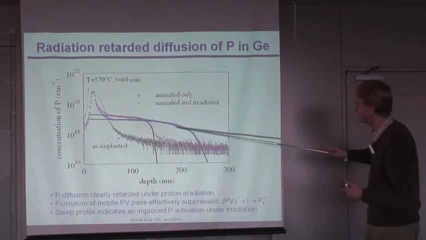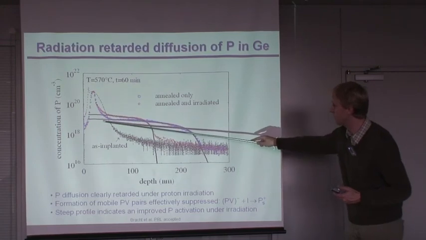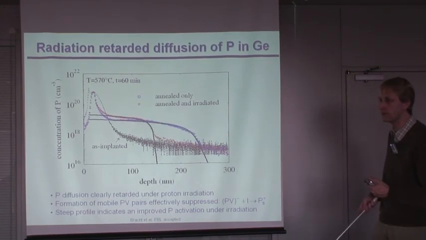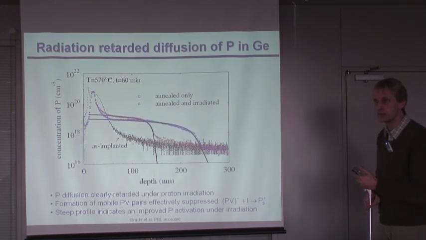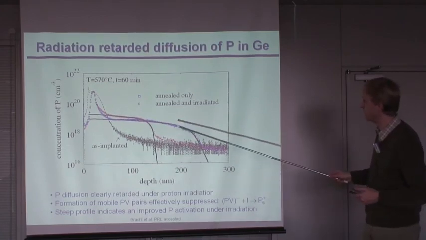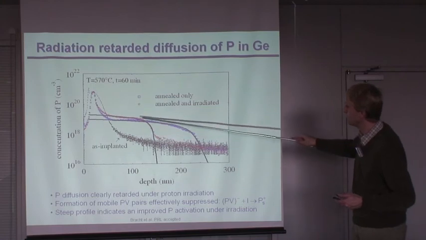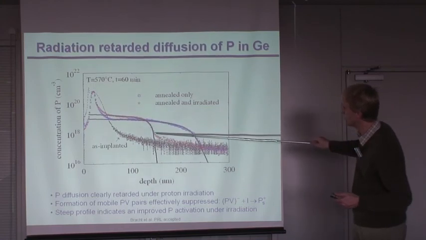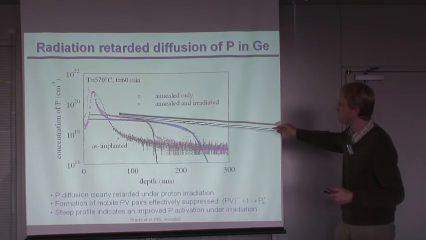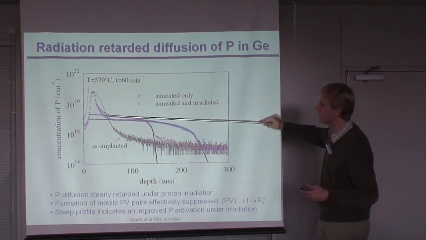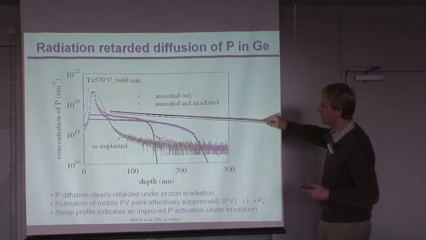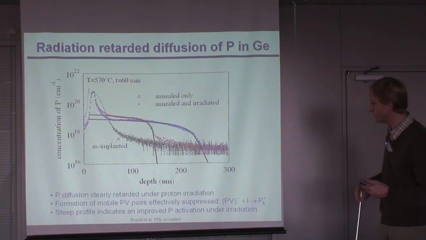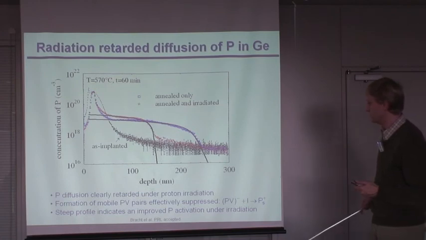The covered part behaves normal. So this solid line here is what you would expect based on the phosphorus diffusion data which we have analyzed before, just for thermal equilibrium conditions. And then in the proton-exposed part, you see it's a very strong retardation. And at the same time, you also see a higher electrical concentration of the phosphorus. So that is, of course, a very, very important result.